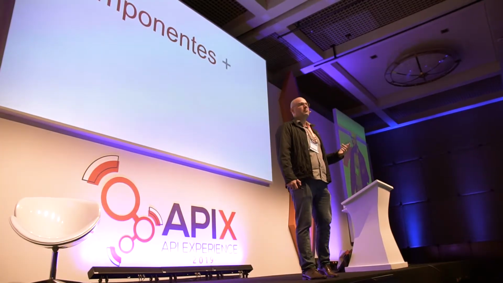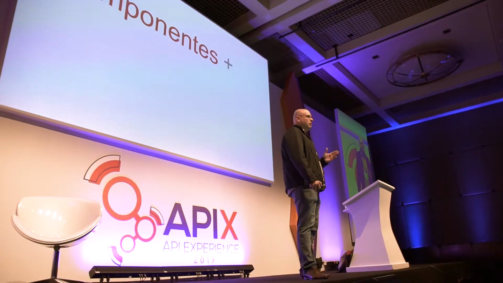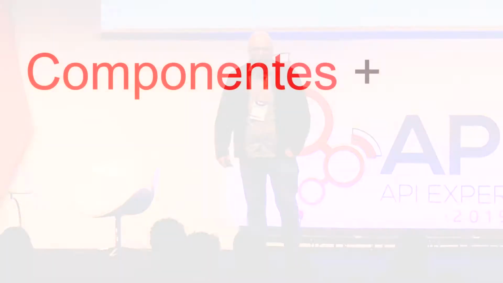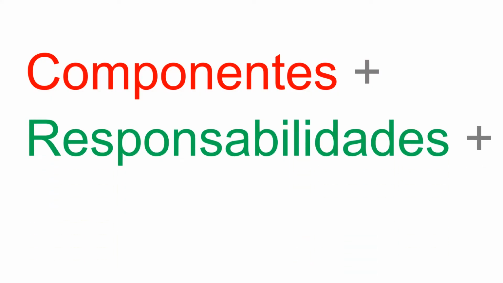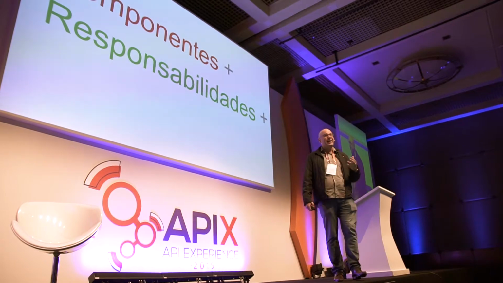The first one are the components of my application. So how do you see your application? How do you decompose it? This is very abstract, and we should start by this. So if you were going to design your application on a sheet of paper, what would it be made of, which components would it have? Secondly, what is the responsibility of each component?